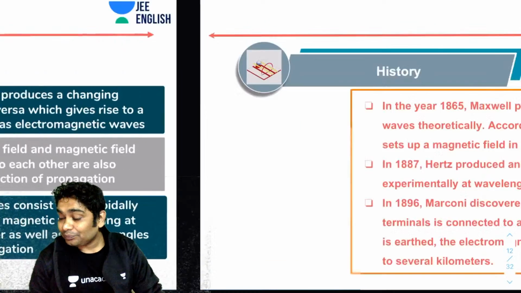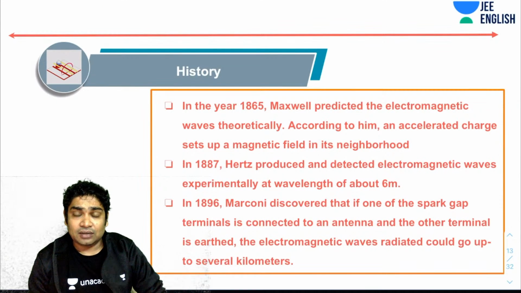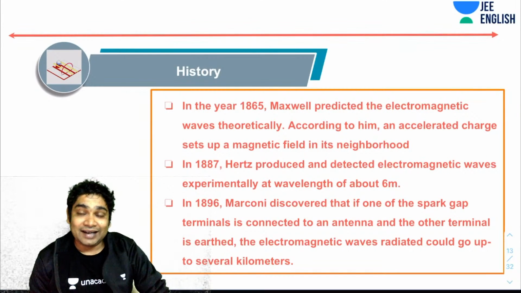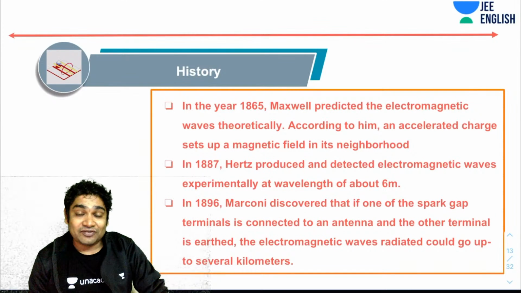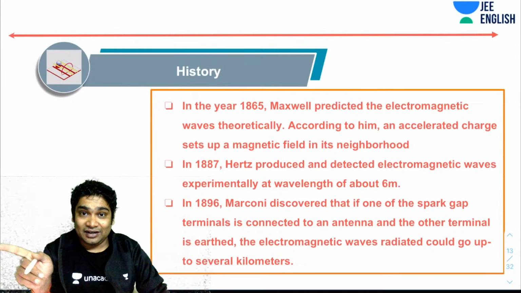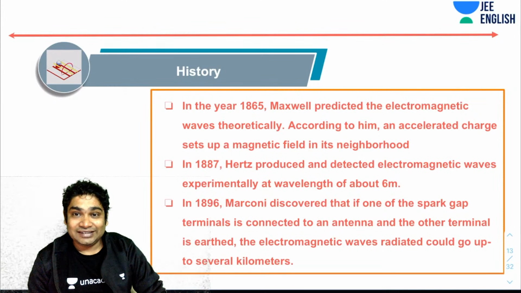Okay. Next, let's talk about the history of electromagnetic waves quickly. In the year 1865, Maxwell predicted that electromagnetic waves should exist. He proposed that there should be such waves which will consist of oscillating electric and magnetic fields, and their oscillations would be perpendicular to the direction of propagation.